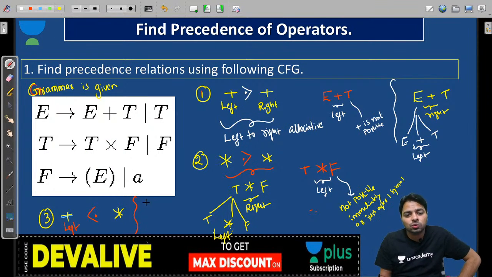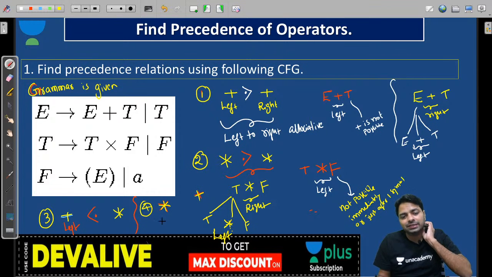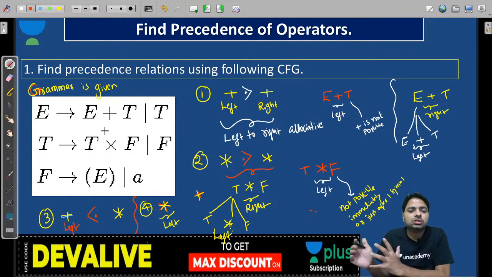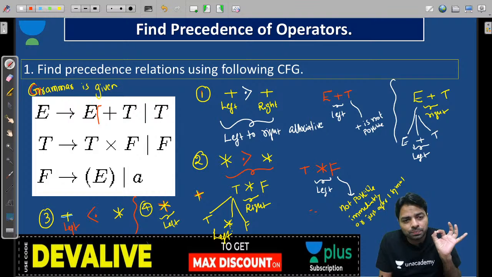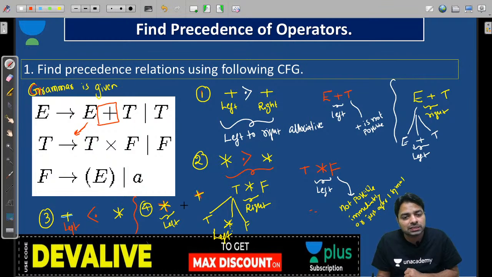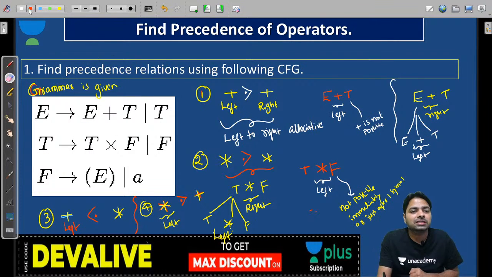Similarly, the fourth one. I am comparing star and plus. Star and plus, both are different, guys. Star is the left, plus is the right. When you want to compare star and plus, either go to plus or go to star. First decide it. If I go to plus, can I get a star from here? Yes. E to T and T to T star F. Yes, possible. Star greater.